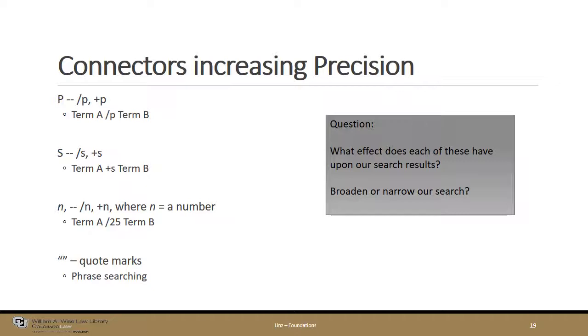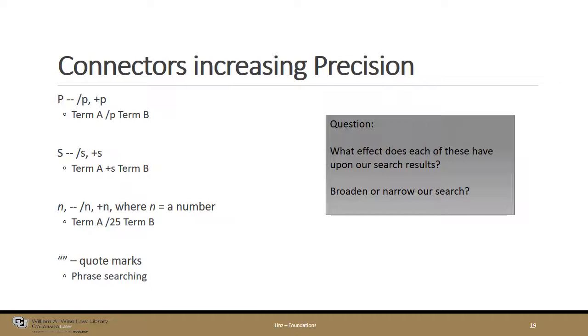The P stands for paragraph, and when we use it to connect two terms, what we're asking the system to do is to give us documents in which term A appears in the same paragraph as term B. The S stands for sentence, and there we're asking the system to return documents in which term A appears in the same sentence as term B.